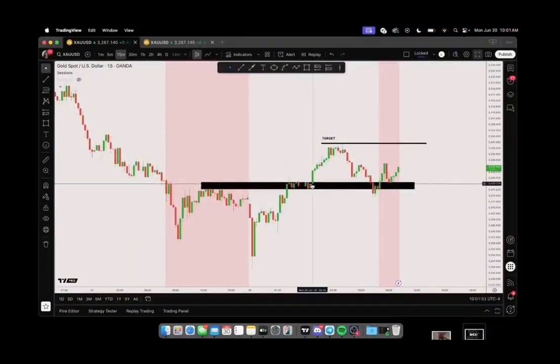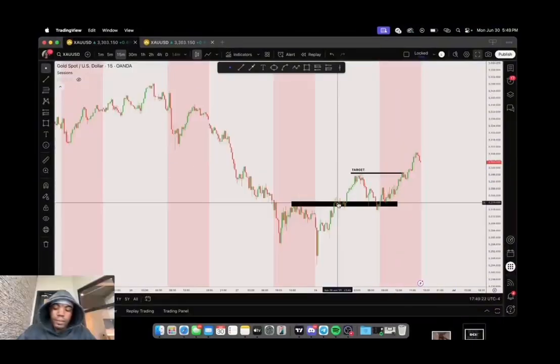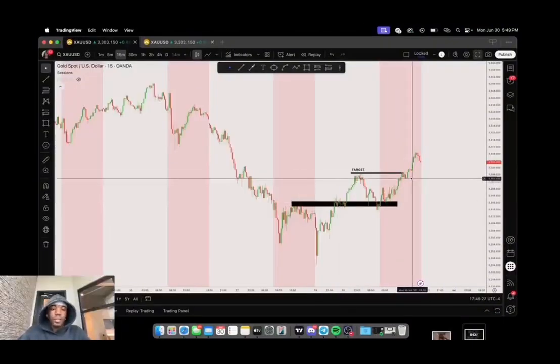If you see, price was sitting at this level, and then there was a bullish movement. Price ended up making a new high off that movement, we had a correction, and now price is pushing back up. Alright, so with that being said, this was the trade setup that I took. This is how it went.